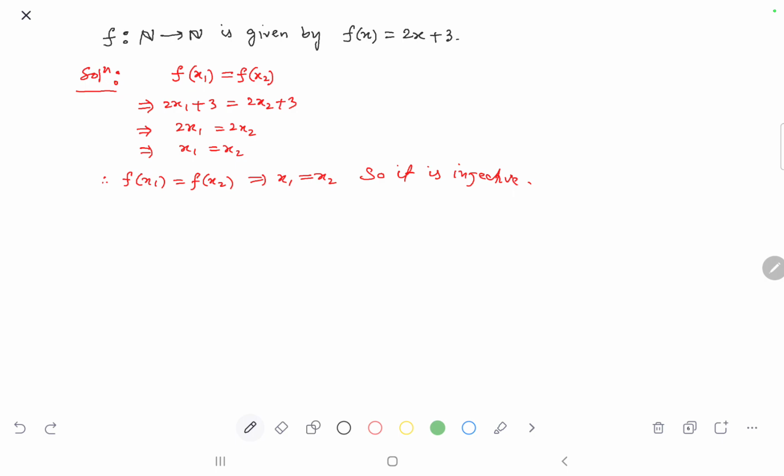Now let me tell you the surjective concept. Surjective means every element of the codomain has at least one pre-image.